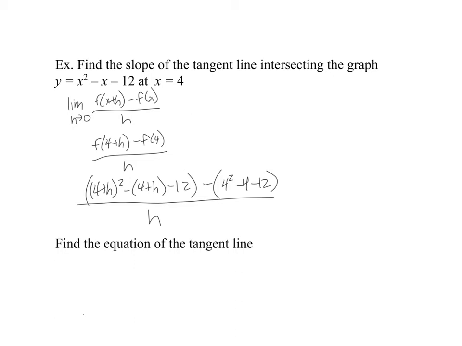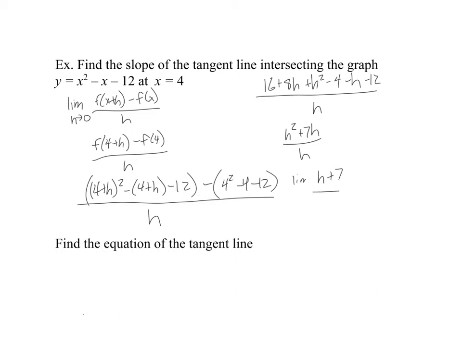So if we FOIL out the first one, we would get 16 plus 8h plus h squared. The second one is going to be minus 4 minus h. If we distribute that negative, negative 12 is good. And then the last one, we get 16 minus 4 minus 12, which is 0. So that last part goes away, divided by h. If we simplify the top a bit more, we'll get h squared plus 7h, and 16 minus 4 minus 12 is 0, so all that goes away. Now if we divide by h, we'll get h plus 7.